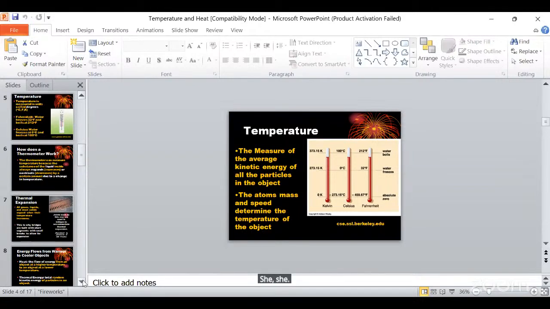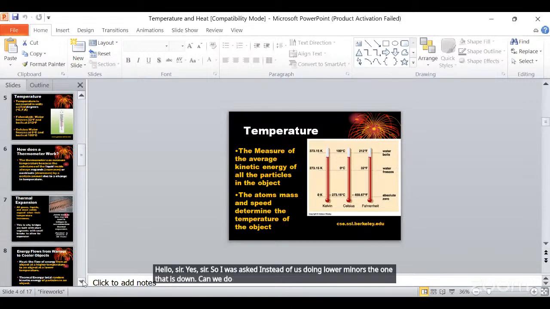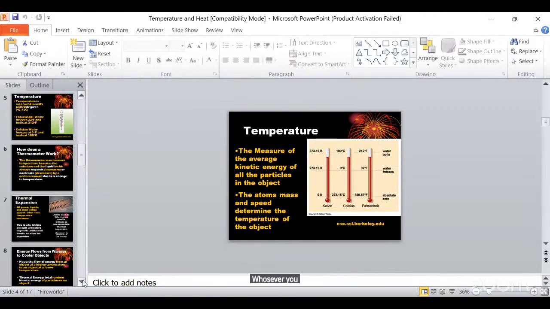Yes, sir. I want to ask, sir, instead of us doing lower minus the one that is down, can we do upper minus lower over middle minus lower? Whatever you do to the thermometer must be reciprocated to the standard thermometer you are working on. So you have to do the same thing to both thermometers so that you can get the same result. Okay, sir. Well understood, sir. Thanks, sir.